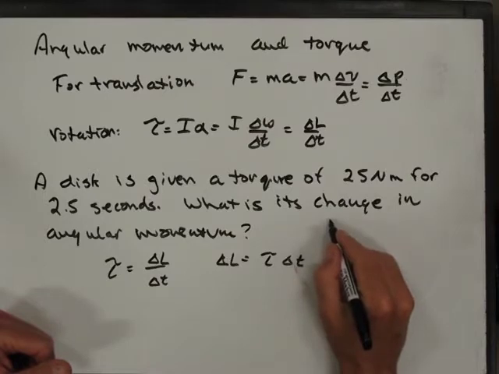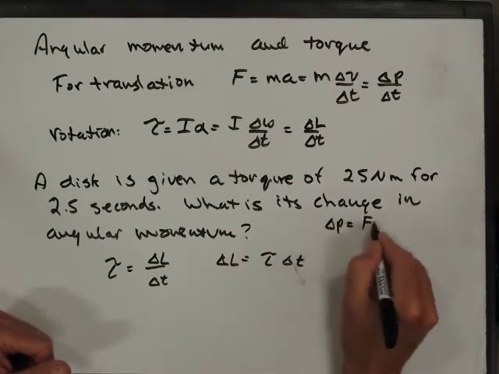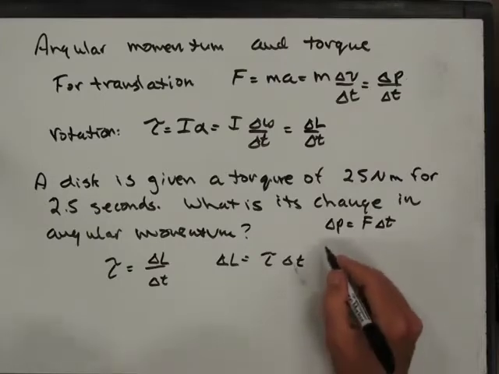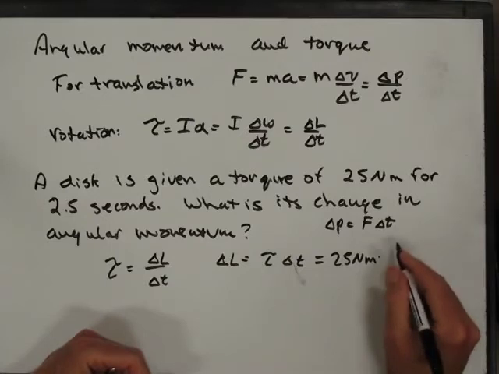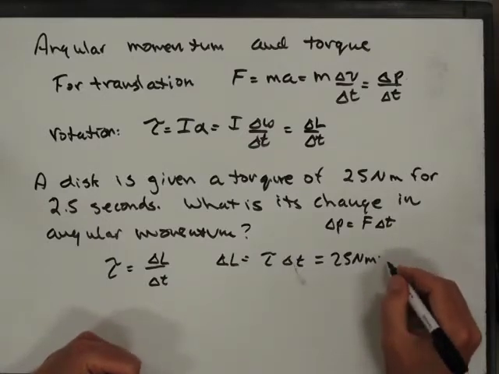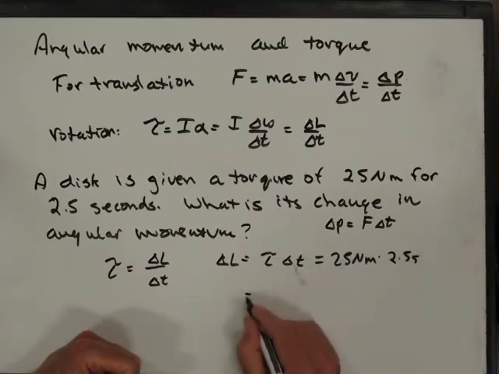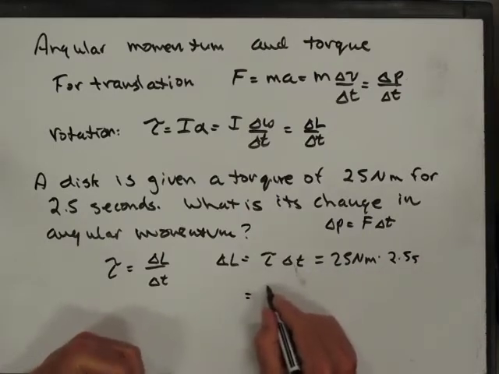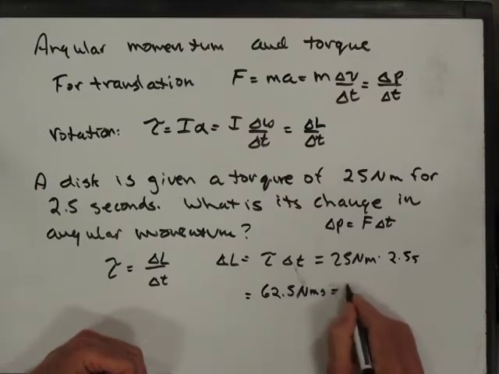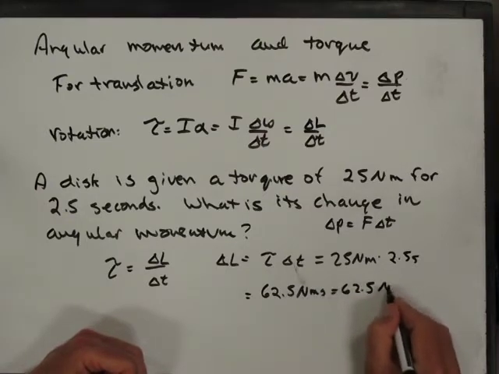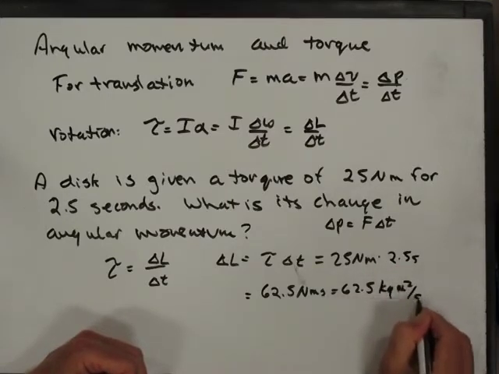Remember, we had the change in linear momentum is equal to the force times the change in time, and we call that the impulse. And so in this case, the torque is 25 Newton meters times 2.5 seconds, which is 62.5 Newton meter seconds, which is 62.5 kilogram meter squared per second.